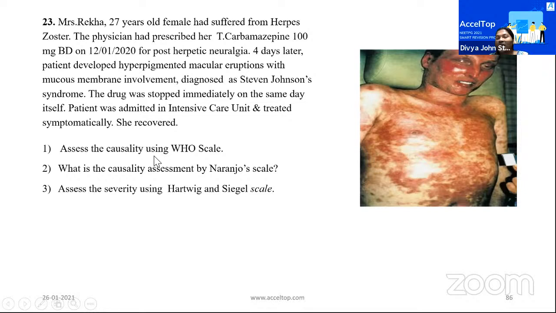Assess the causality using WHO scale. What is the causality assessment by Naranjo scale? Assess the severity using Hartwig-Siegel scale. For a competitive exam, what you will have to know is that for causality assessment, or to say that the drug is the cause for a given adverse effect, we use the WHO standardized scale and Naranjo algorithm. To see the severity scaling of a given ADR, we use the modified Hartwig-Siegel scale. These are 3 questions that could be asked.